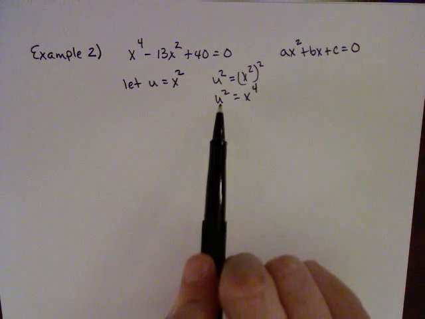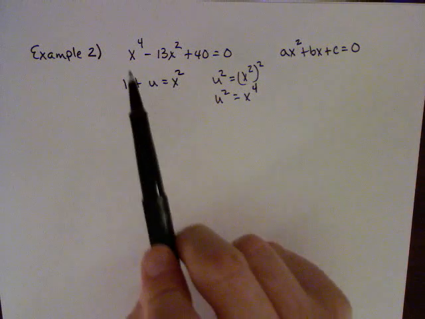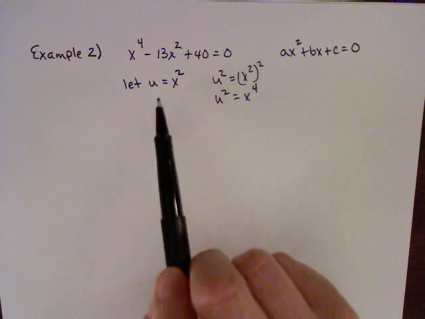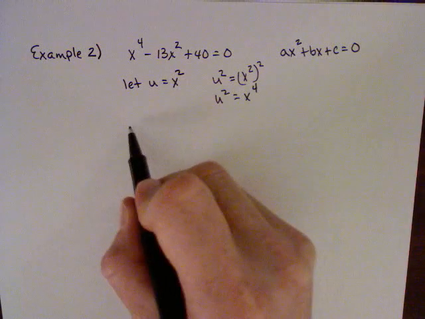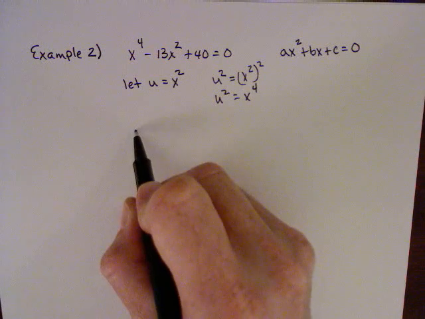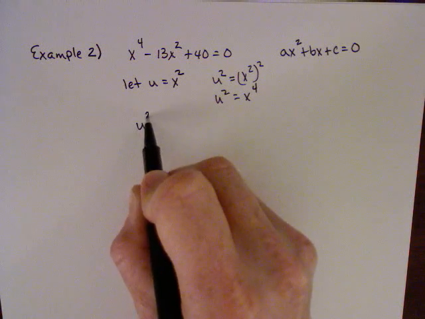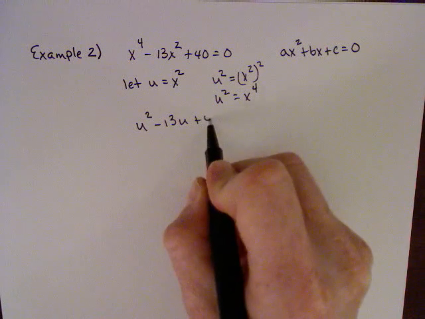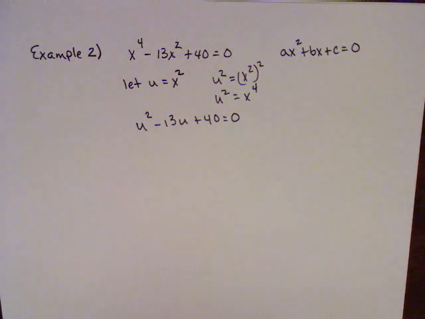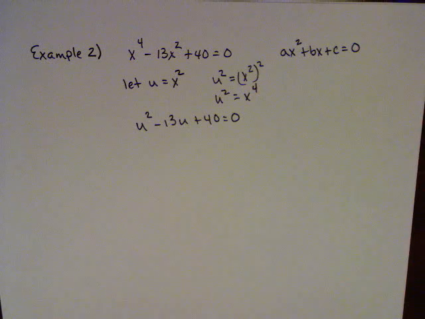We can now substitute u squared for x to the 4th and u for x to the 2nd. So this equation would now look like u squared minus 13u plus 40 equals 0. We now have a quadratic that we can solve by factoring.